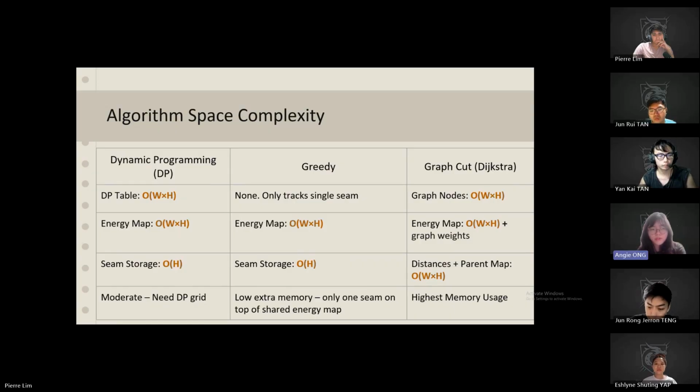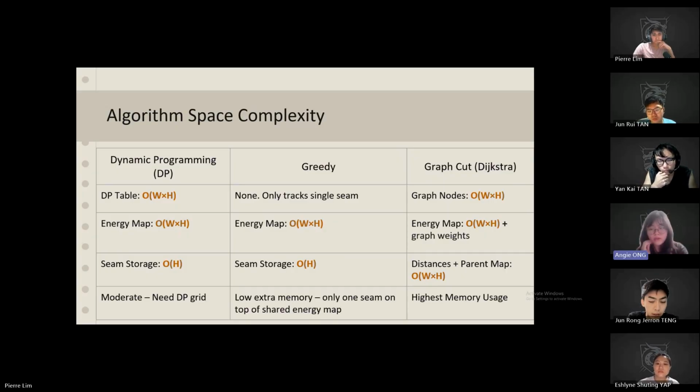So for the algorithm space complexity, starting with dynamic programming, it requires a full dynamic programming table, which is proportional to the width times height of the image. So it gives a complexity of O(width times height). It also requires an energy map, which is another O(width times height), and a small amount of space is required to store the final seam, which is O(H). Overall, the memory usage is moderate, and it's mainly because of the full DP grid.